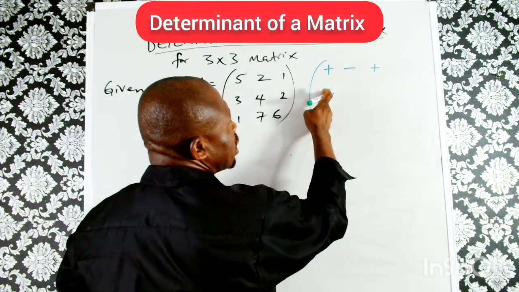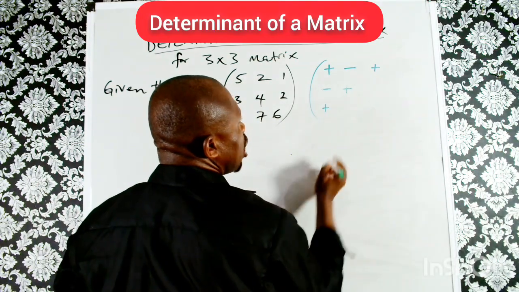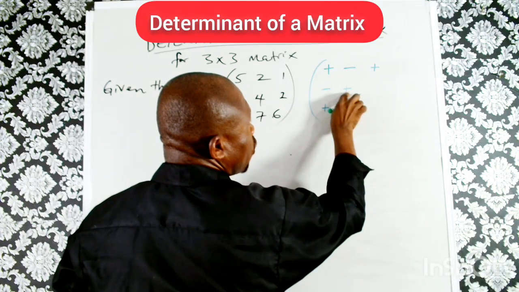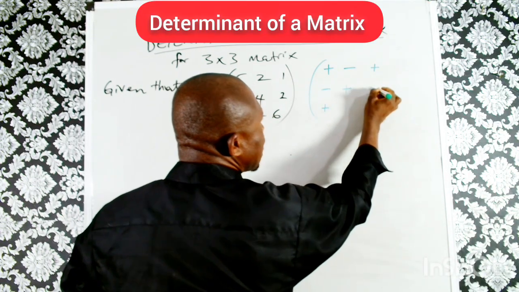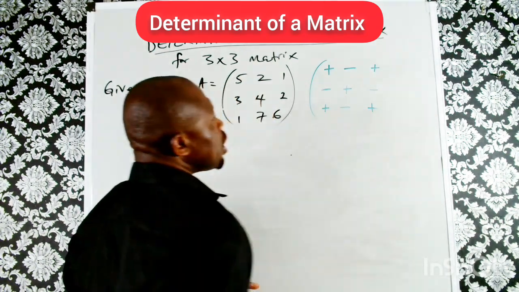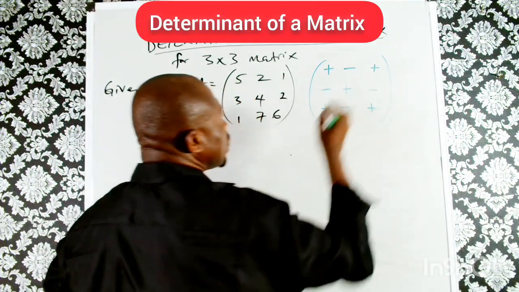Now, immediately after this negative sign, what we have is the positive sign. After negative, we have positive. Of course, the next thing that follows is negative. This one is a negative, and then somewhere here is a positive sign. Now, we can close this.